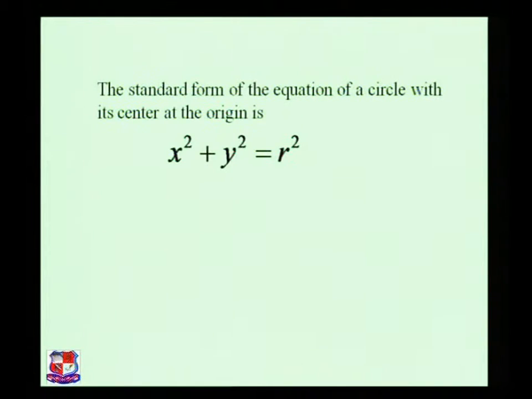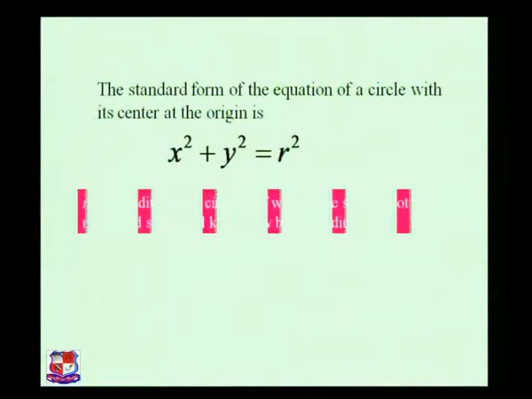So this one is the standard form of the circle, which is the standard equation, with the center 0 0 and radius r. The equation of the circle with center at 0 0 and radius r is known as the standard circle, and that equation is, as we know, x square plus y square is equal to r square, where r is the radius of that circle.